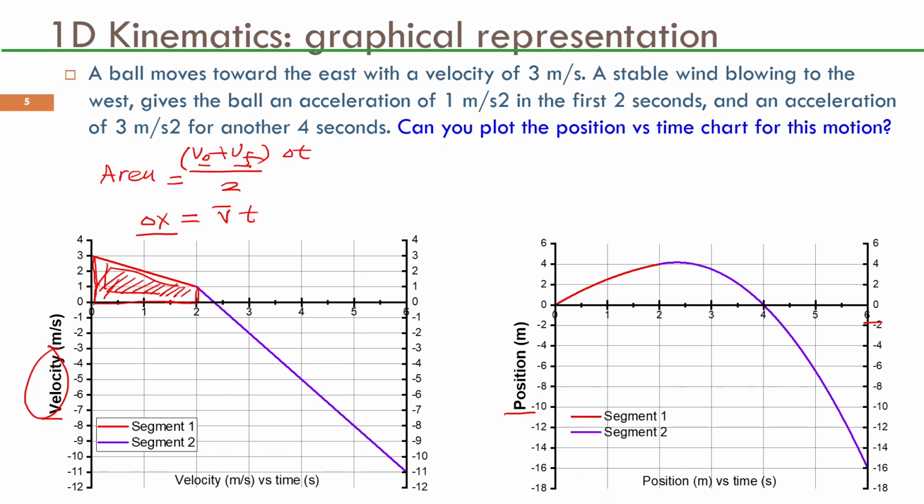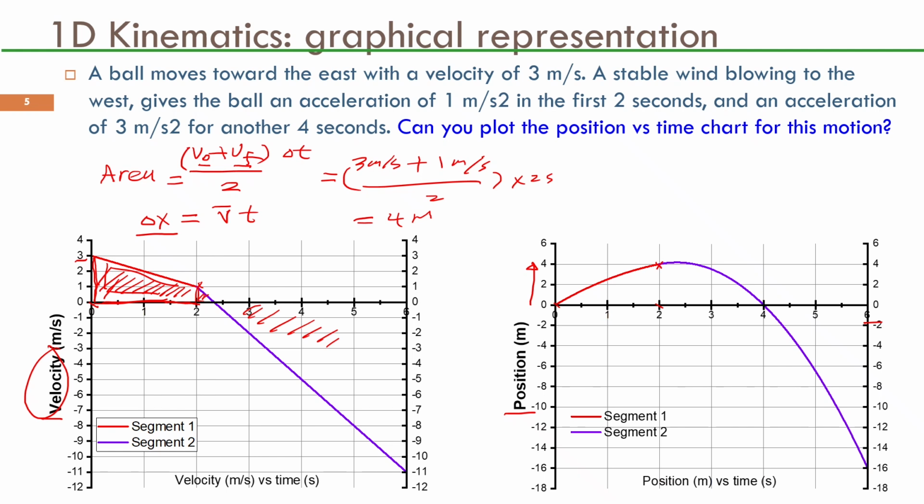So if we plug in all these values, my initial velocity, which is 3 meters per second, my final velocity, which is 1 meter per second, divided by 2, and times delta t, 2 seconds. If we do the math, we get 4 meters, which is positive. That means from 0 to 2 seconds, my displacement should increase by 4, which is exactly what happens here. From 0 to 2 seconds, my displacement increased by 4 meters. You can do the same area calculation for the second half. You're going to get the same answer.